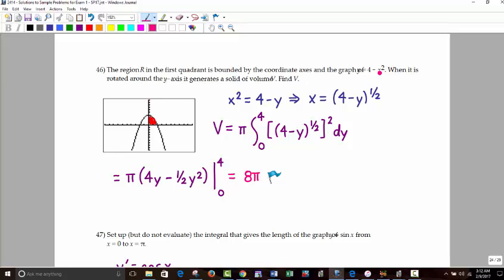Pretty easy. Put 0 in there for x, you'd see that y was 4. And that square root and square work out real nice because they cancel. And so we're basically just integrating 4 minus y because those two cancel. And we have 4y minus the antiderivative of y, which is 1/2 y squared. There's our pi, 0 to 4. And the answer is 8 pi.